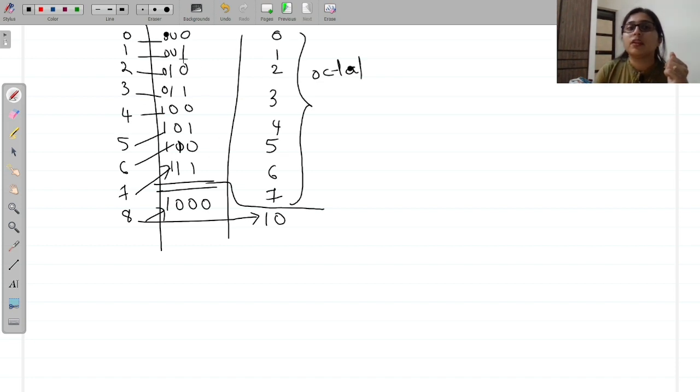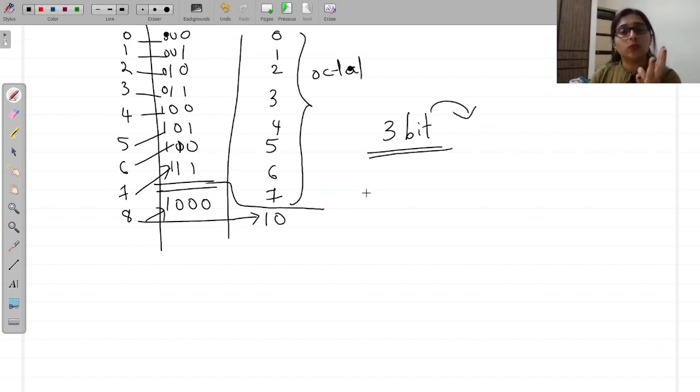It will be a 3-bit representation in binary. So that's why we can say that to convert an octal number to a binary number, you have to convert it into binary, and then you have to make groups of 3 bits. If you consider 3 bits, then you can convert it to the octal one. 3 bits will be equivalent to 1 octal digit.